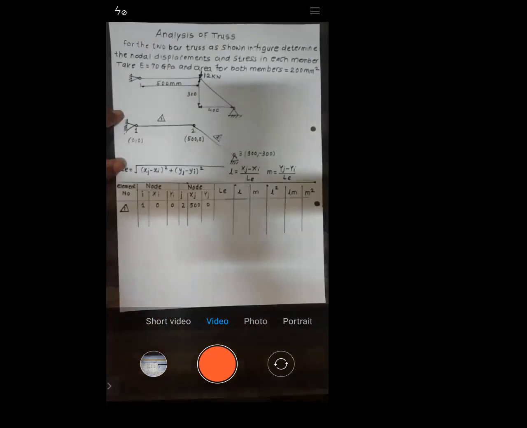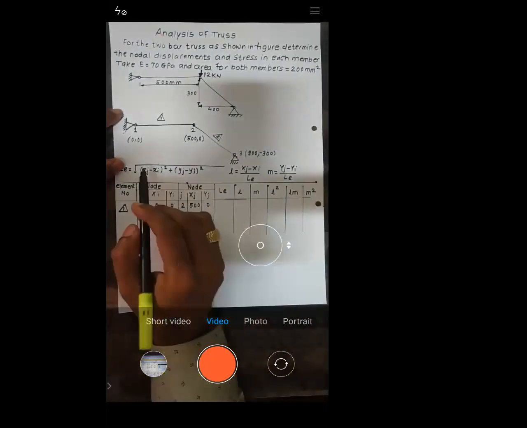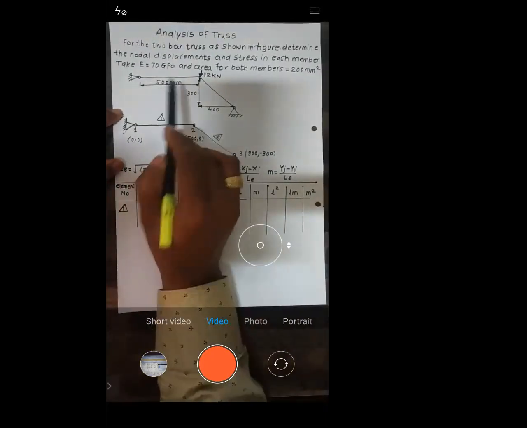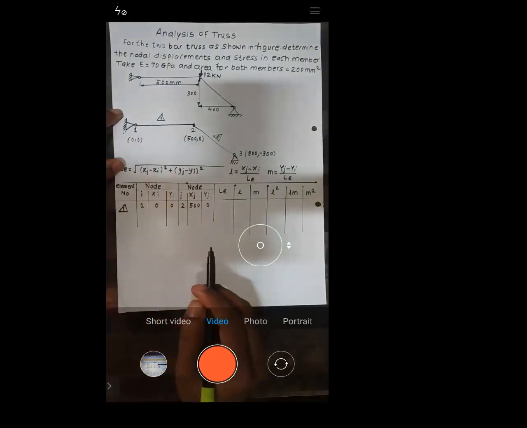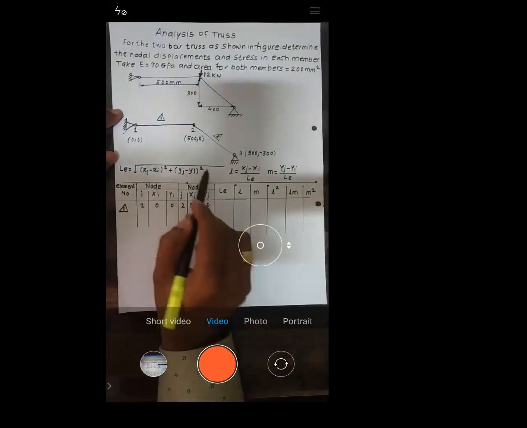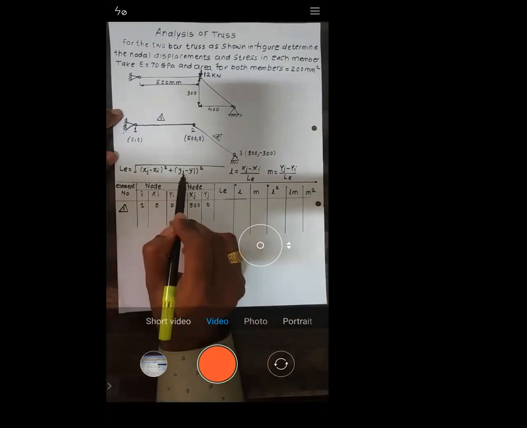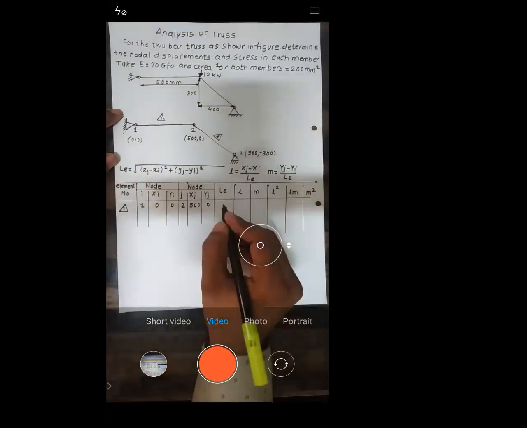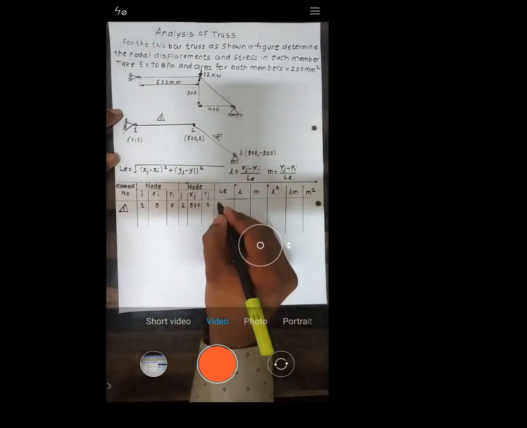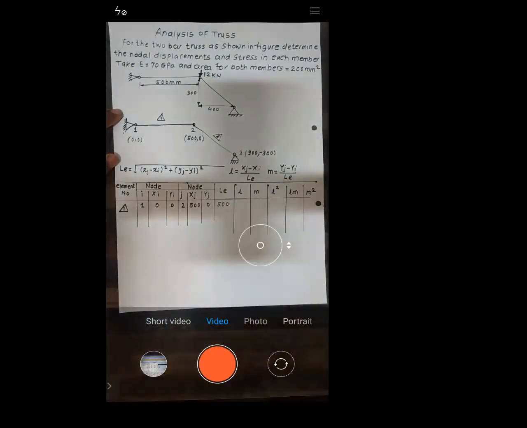Now, what is the length of the element? What is the length of the first element? It is clearly 500. How will I do it? 500 minus 0 square plus 0 minus 0 square. What do you get? You get 500. Is it okay?